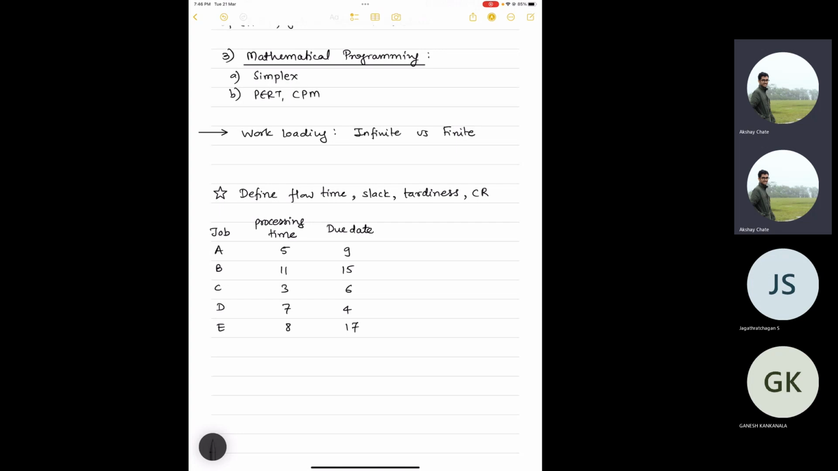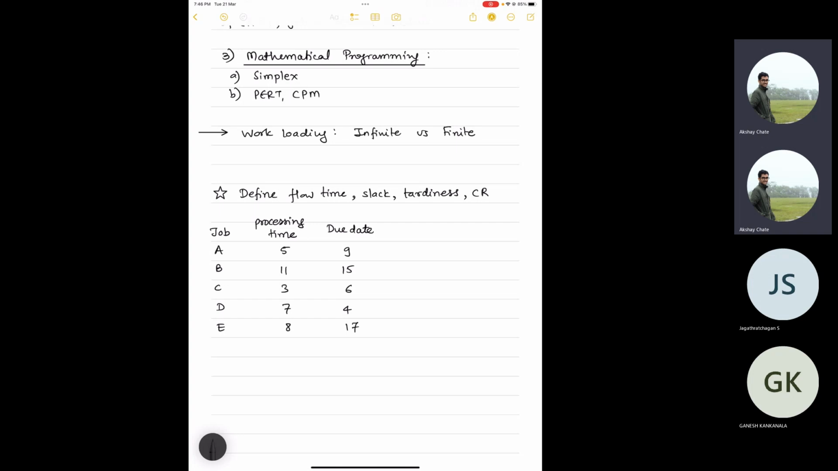Let's say we start with this sequence only. We'll discuss different sequences going forward. So let's take first whatever is given to us. Let's take this example and stick to it for the discussion of this lecture. Let's say you produce A, B, C, D, E in the same sequence and see what happens.